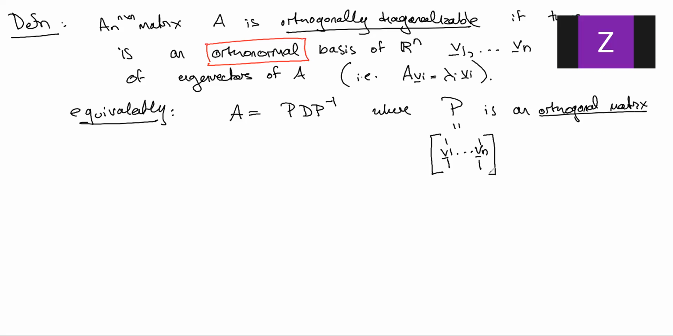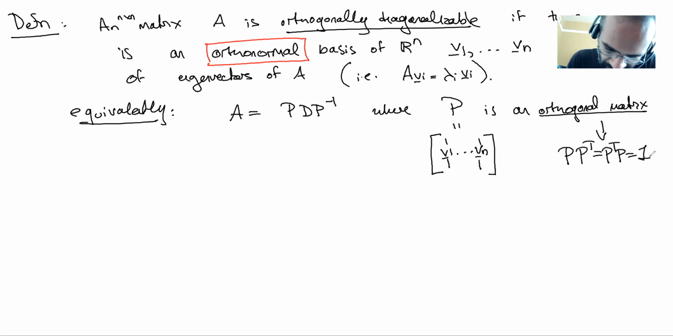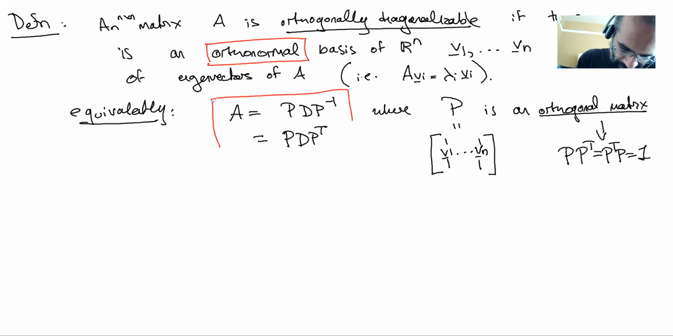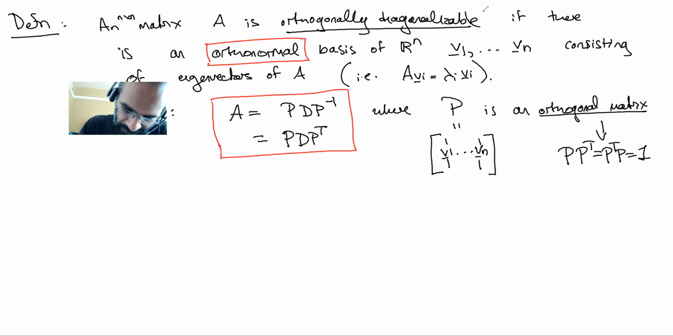But suppose I gave you an orthogonal matrix and asked you to compute its inverse. What would you do? It's its transpose, right? Because orthogonal matrix means P transpose P equals identity. So orthogonally diagonalizable means A is equal to PDP transpose for an orthogonal matrix P. This is the property we're going to be interested in. This is a stronger property than diagonalizability.